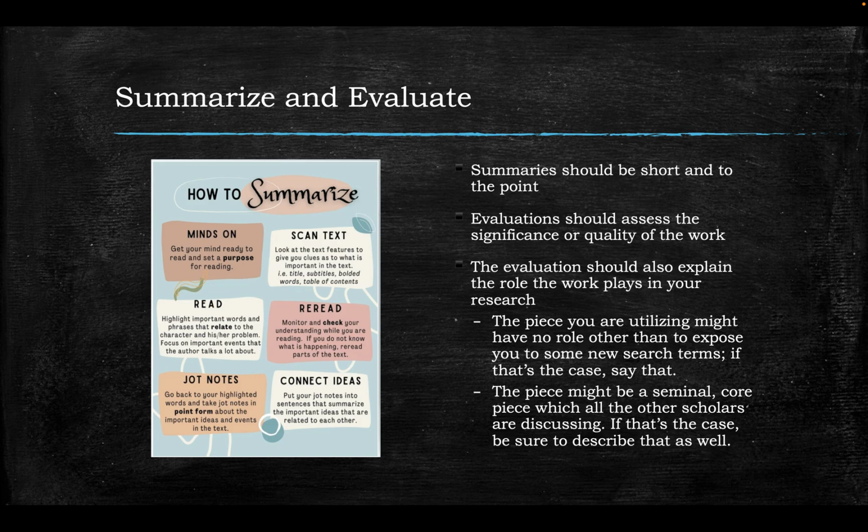When you evaluate, you need to talk about what the significance is, what the quality of the work is, but it needs to also explain the role the work plays in your research. The piece that you are talking about, the book chapter or the journal article, might have no purpose other than to maybe expose you to some new search terms. And if that's the case, then say that. The piece might be a super important core piece, which every other scholar who writes about your topic is going to make use of. Then you need to say that. So that's what the evaluative portion is supposed to help your reader understand.